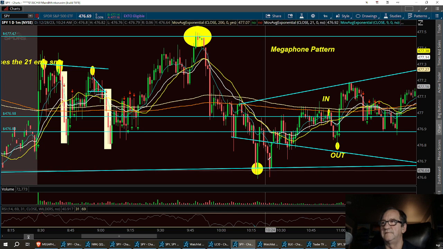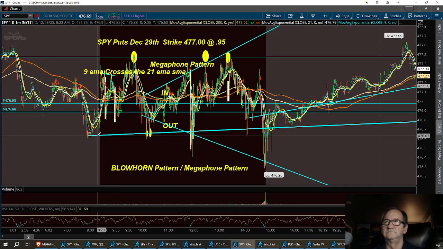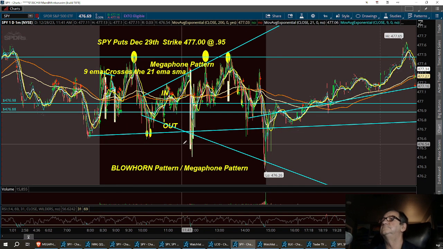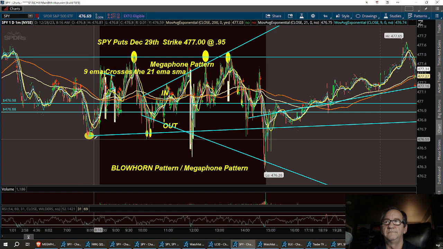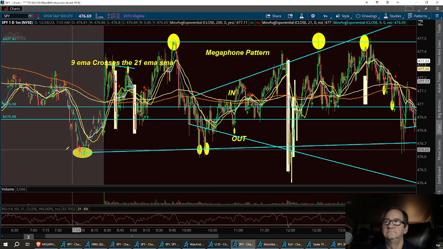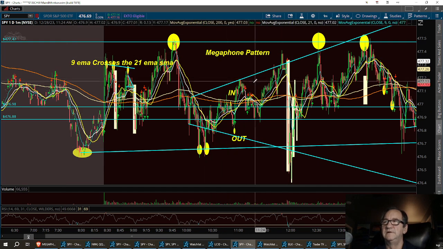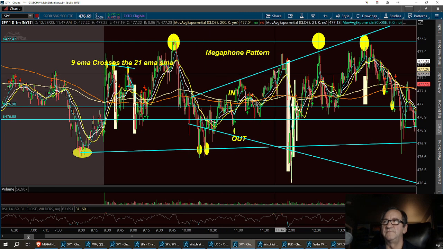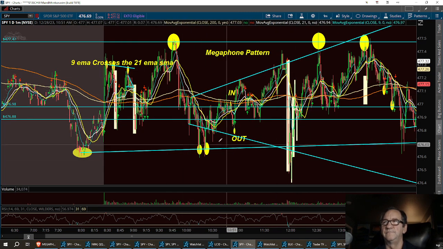That's a double bottom. Actually, if you look at it, this double bottom ended up being a triple bottom. 1, 2, 3, boom, she goes up to the upside. So we established, at this time we started establishing what I call a blowhorn pattern, a megaphone pattern.